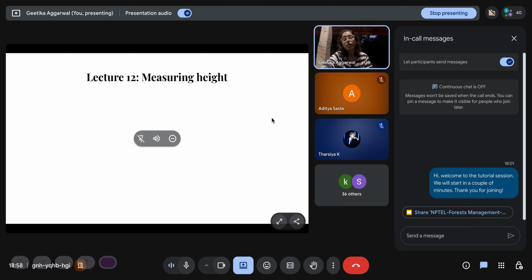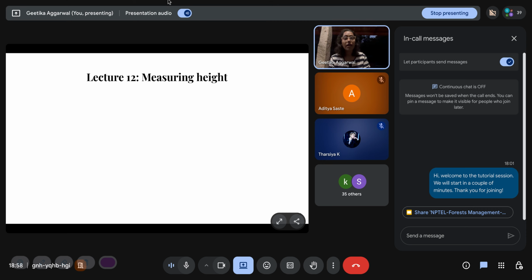And this was all about lecture 11, where we just talked about how to measure diameter. And the different ways of doing that is either using calipers or using a tape. And we discussed the advantages and disadvantages of both these measurement methods.